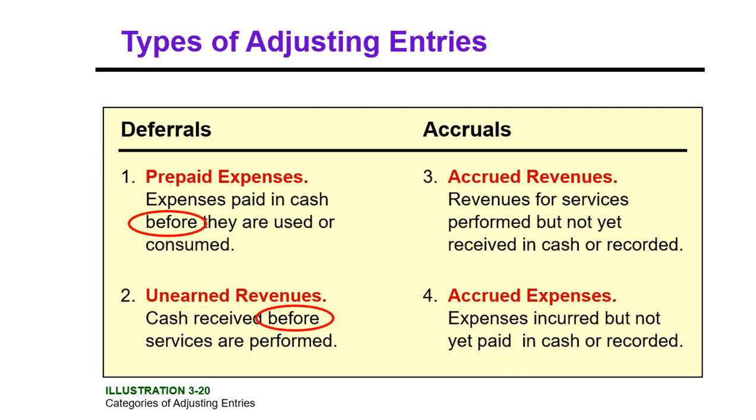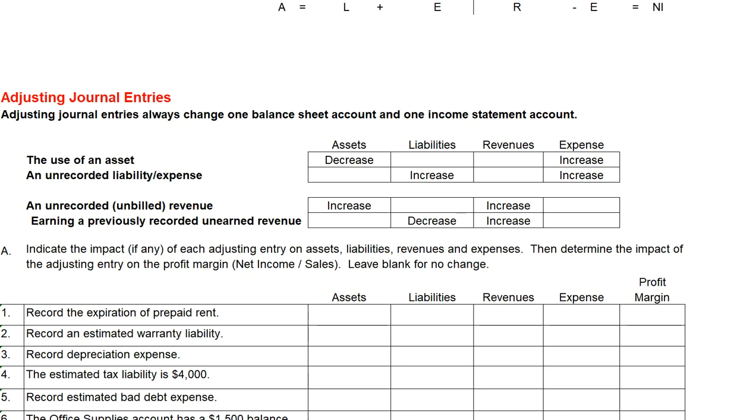Accruals are just the opposite. Accruals, we've provided the service, but we have not yet billed or collected cash. And accrued expenses, we've incurred the cost and it's been used to generate revenues, but we have not yet paid or recorded that cost.